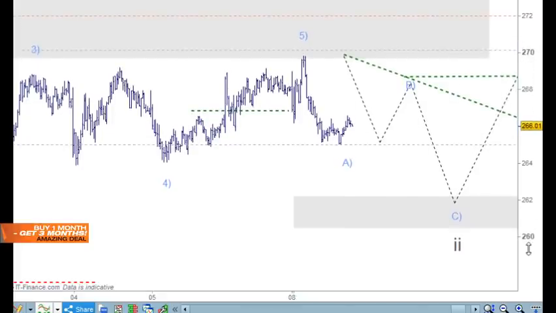Group 2 is just a bit of a skeleton of all of this, but what we want to look for here is the B wave.